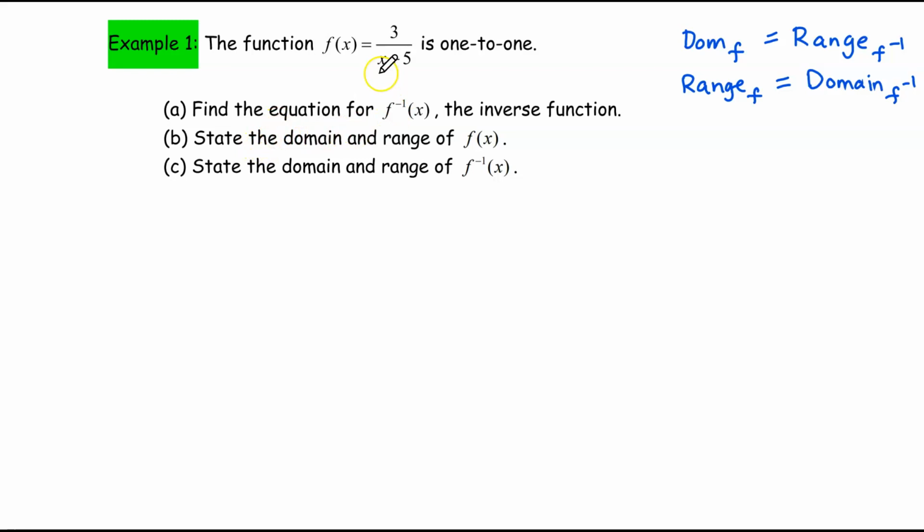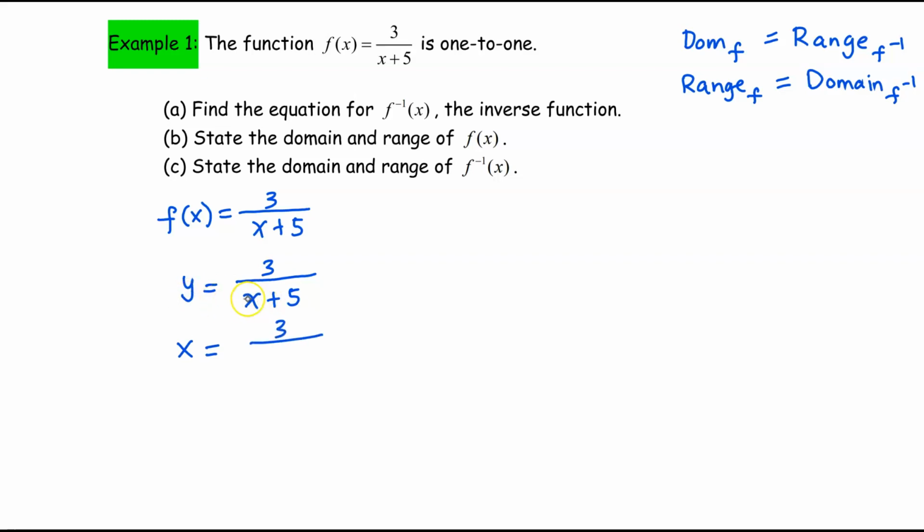Okay, so first, let's find the inverse of the given function here. For the first step, first you write down f of x equal to 3 over x plus 5. Now, first, you replace this f of x here by y. So you write that as y equal to 3 over x plus 5. Then, you interchange x and y. So the y here will become x, and the x here becomes y.